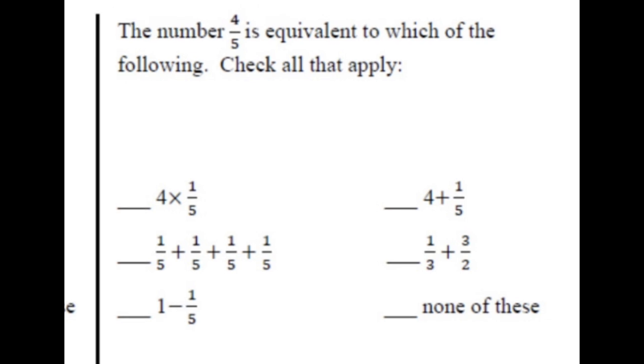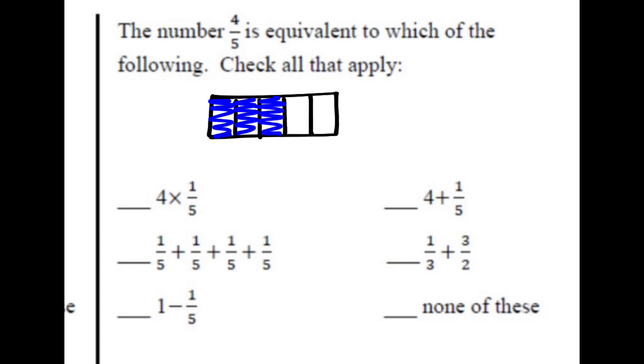Okay, this side. And again, I'm going to draw it out. I'm going to draw a rectangle and then shade in 4 out of 5. Okay, so there's my rectangle. And there's 1, 2, 3, and 4 of the 5 parts shaded. Okay, so the blue part represents 4/5. So is that 4 times 1/5? Yes, it is. Okay, because this means repeated addition. I have 4 1/5 added up. So that one's yes.